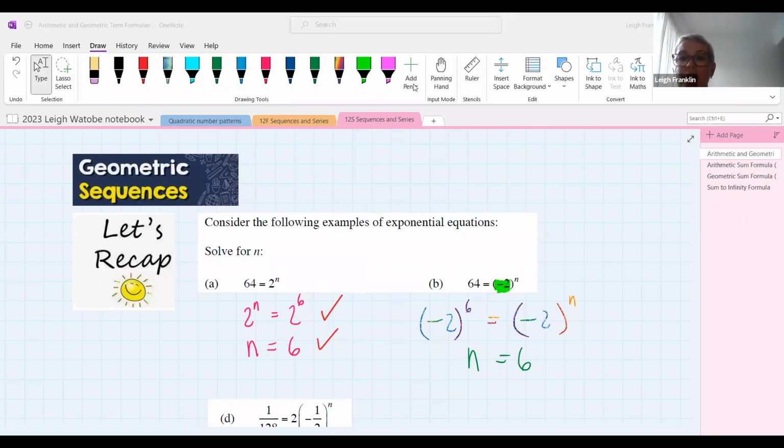Yes, Katlego, can you make an example where the exponent is odd? Okay, so if I had something like this.